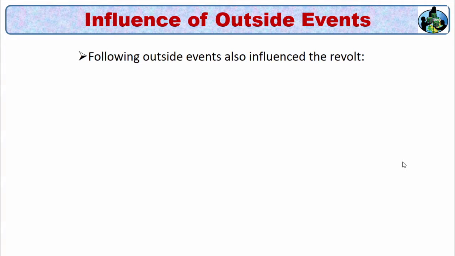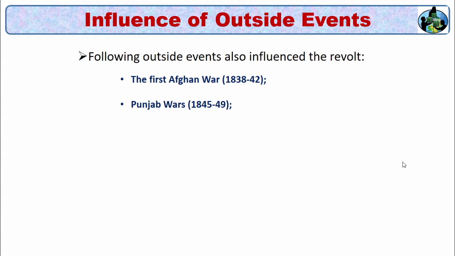Influence of outside events. Indians were also influenced by some of the outside wars and revolts that were fought against the British troops. Important among them were the First Afghan War, fought between 1838 and 1842, the Punjab War, fought between 1845 and 1849, the Crimean War, fought between 1854 and 1856, and the Santhal Rebellion, fought between 1855 and 1857.